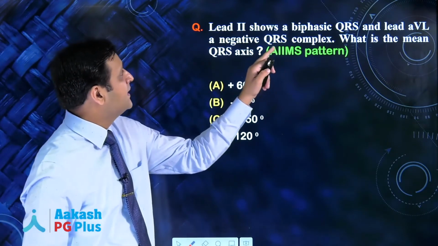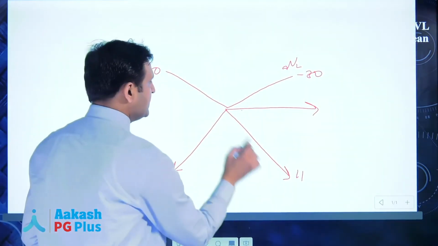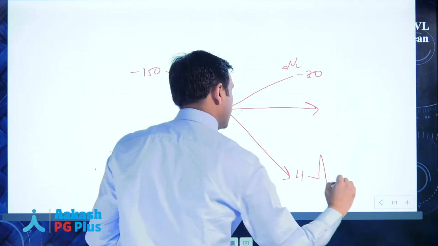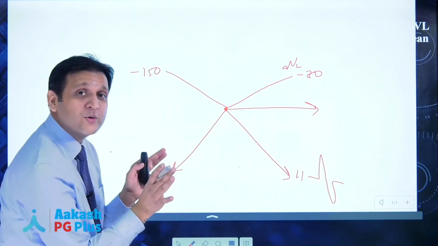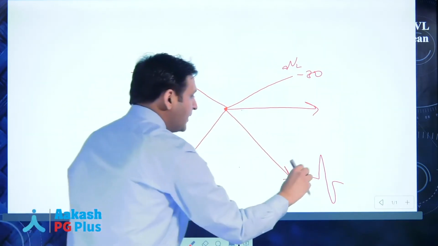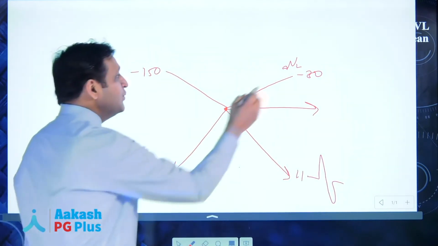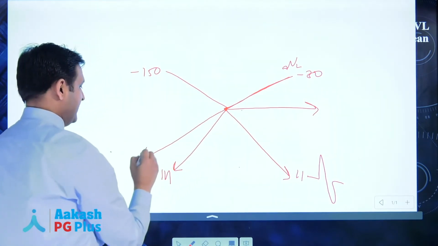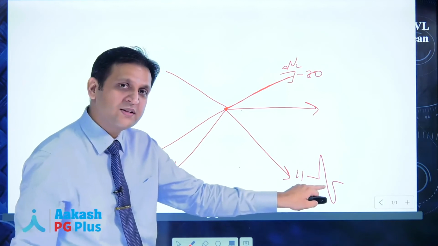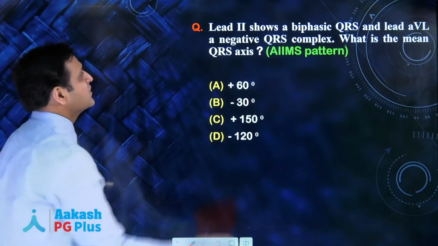biphasic in lead 2. Fine. So biphasic in lead 2 means the axis is perpendicular to lead 2, right? That's why there is a biphasic, because had it been moving along lead 2, we would get a positive deflection. Now what's the lead that is perpendicular to lead 2? It's lead AVL. So we know that if lead 2 has a biphasic QRS complex, the electrical axis has to be perpendicular, right?